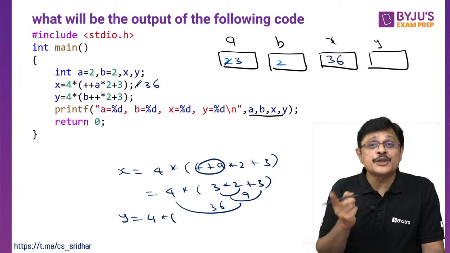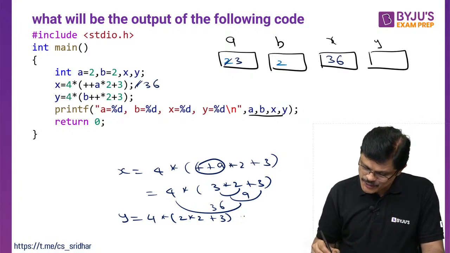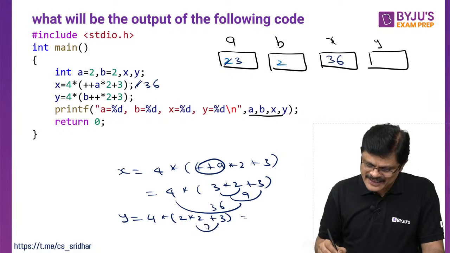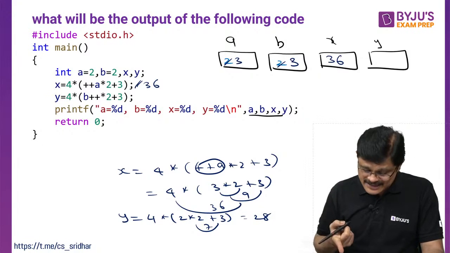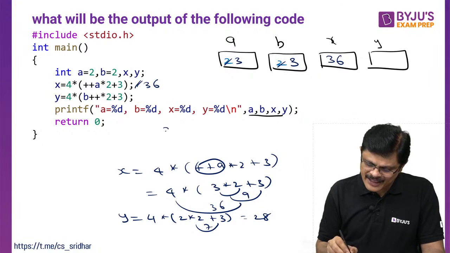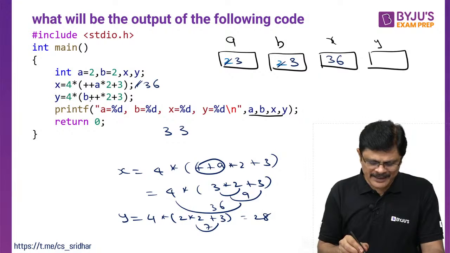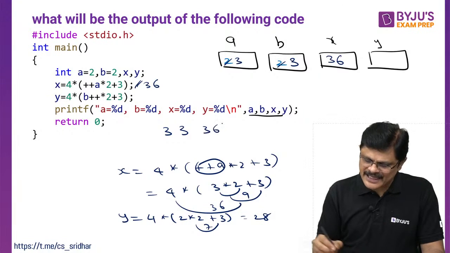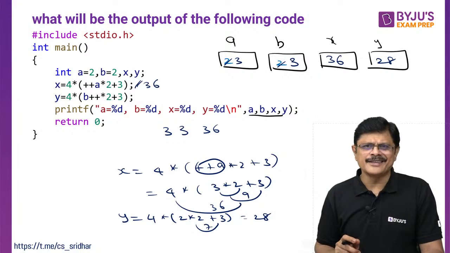Now Y is equal to 4 into B plus plus. See, B is first used. B value, that is 2, is used here. Then it gets updated. First it is used, sir. 2 2's are 4, 4 plus 3 is 7, 7 4's are 28. Now B gets updated to 3, my dear friends. After this expression, B gets updated. So A value will be 3, B value is also 3. Am I clear? Because both are updated. And X value is 36 and Y value is 28. Ashprit, is it 2 or 3?